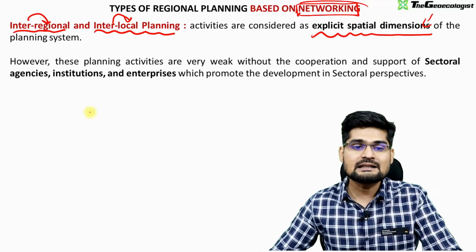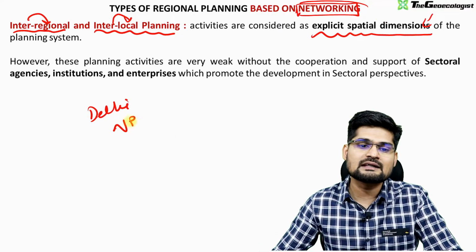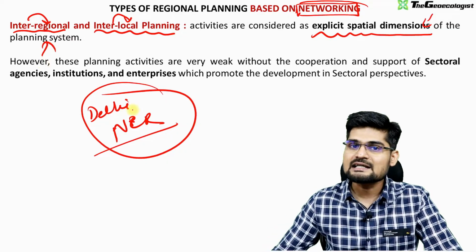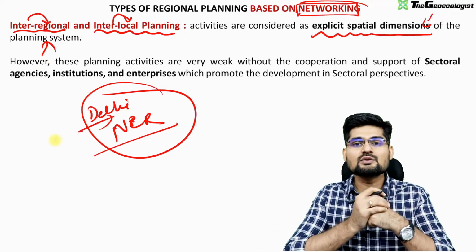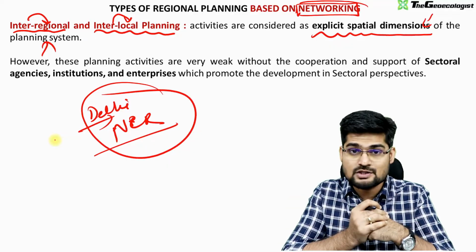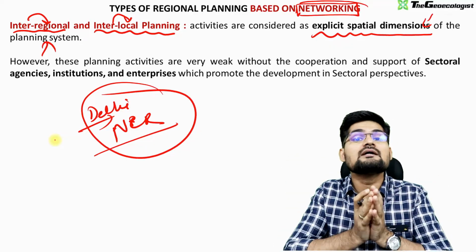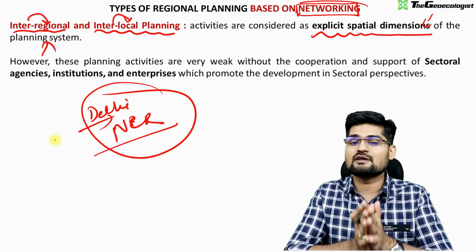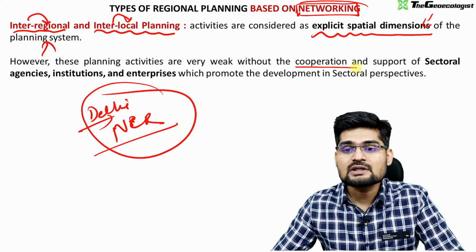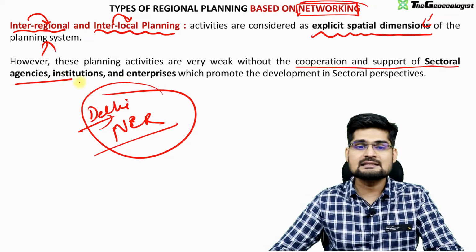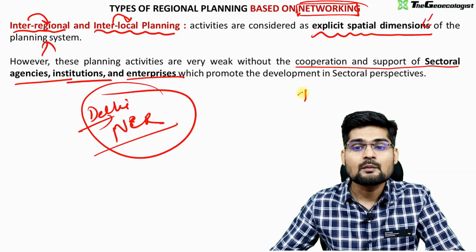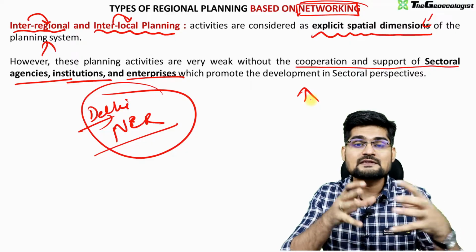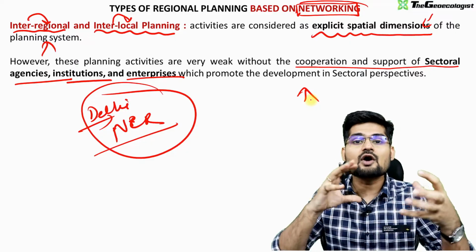For example, the Delhi NCR region, if you observe Delhi NCR, this is an economic region which is an inter-regional and interstate region, right? So this kind of planning leads to the development of a conurbation in future. Urban plan leading to a far bigger regional development, economic development, social development, and all these kinds of development. So here, cooperation and support of these sectoral agencies, institutions and enterprises become very important. Otherwise, it will not function. So this is an overlap. This is based on a network, right?